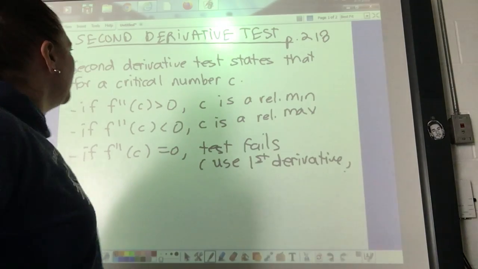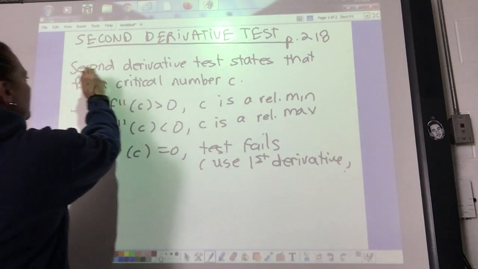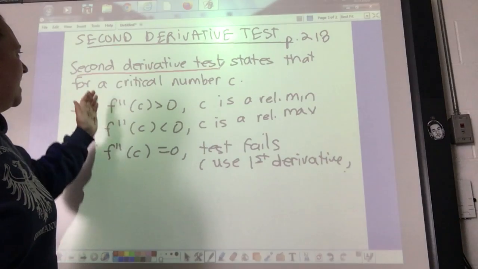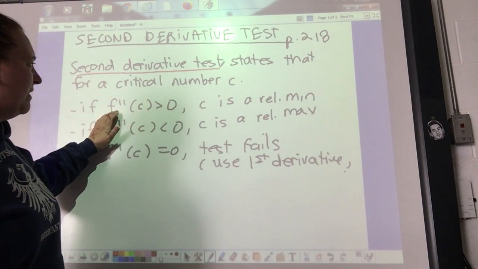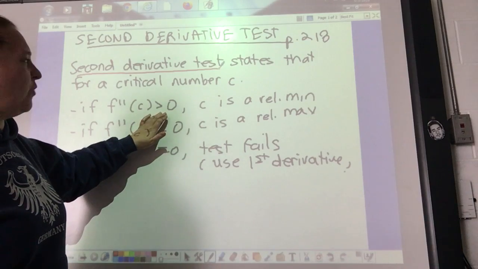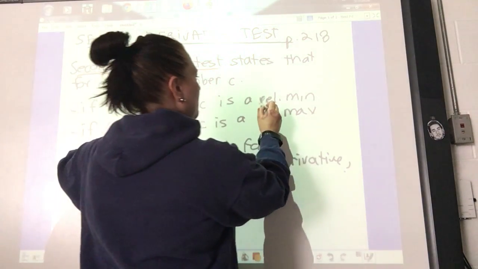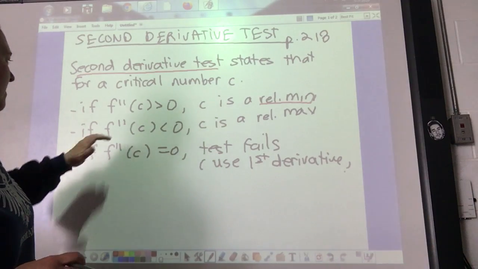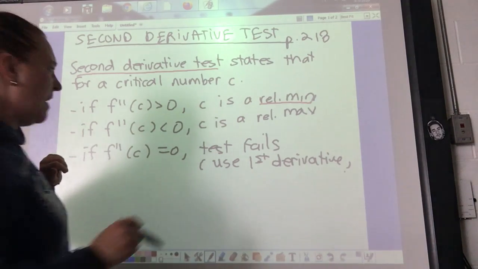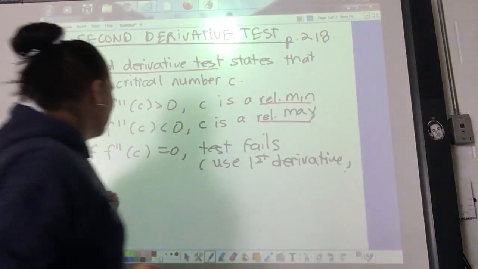test today. So a second derivative test basically states that if we have a critical number c, if we do the second derivative of it, if our second derivative is greater than 0, then c would be a relative min. And if our second derivative is less than 0, then this would be a relative max.